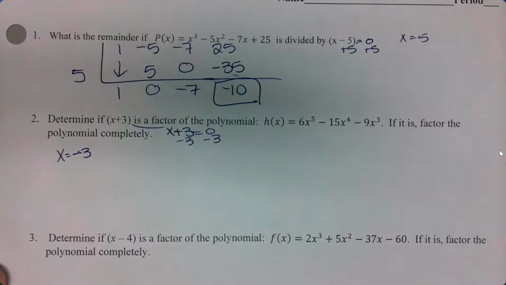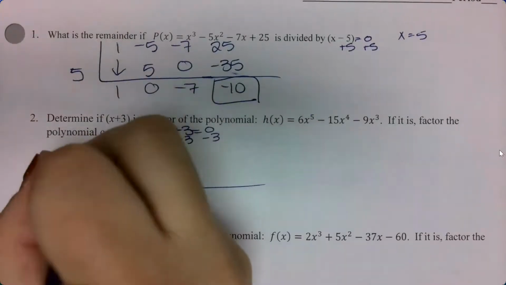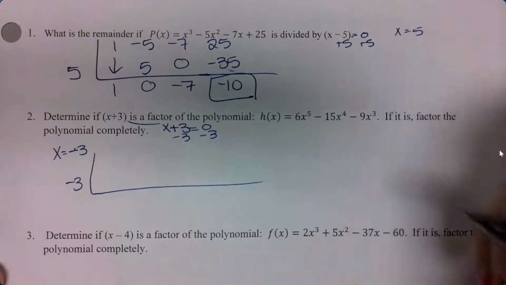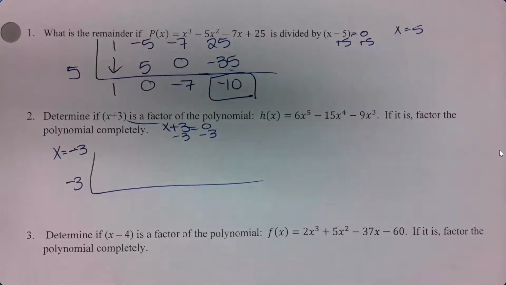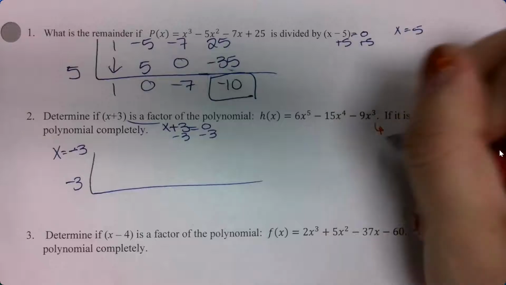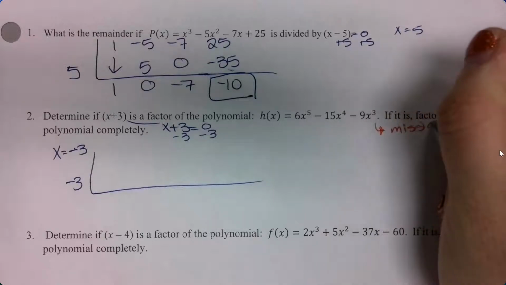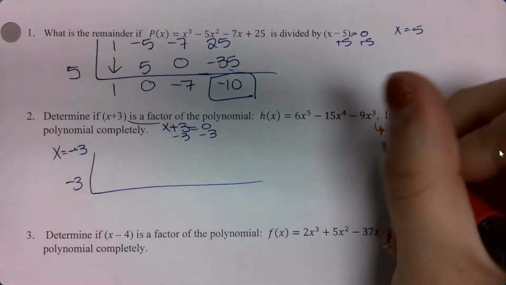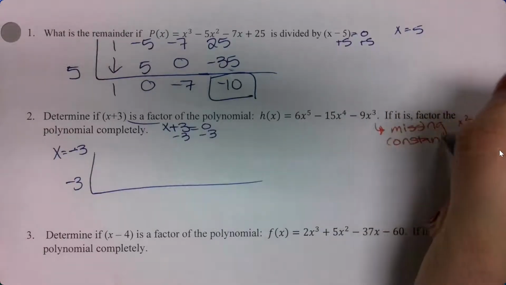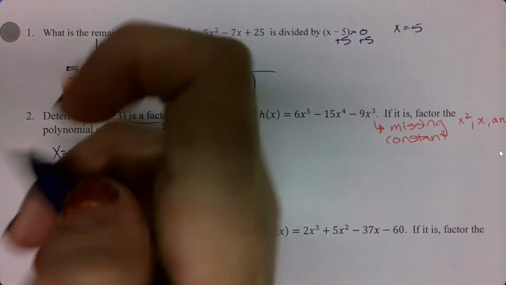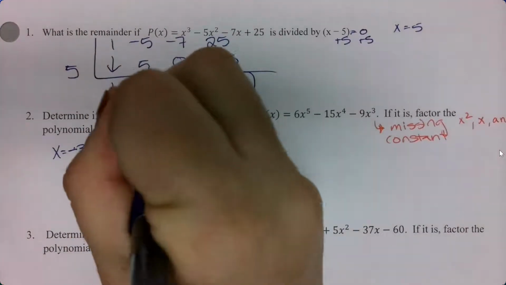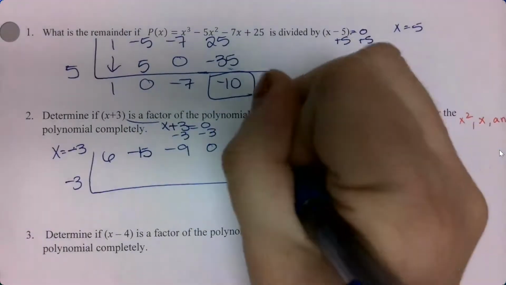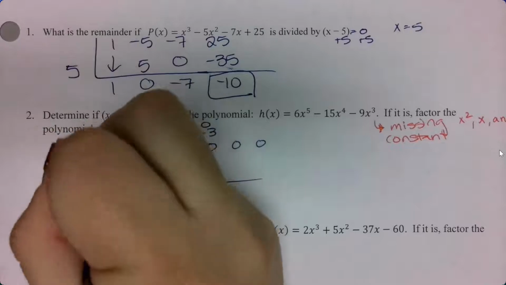So then I'm going to go ahead and use synthetic division. The -3 goes on the outside. On this one, I have my x to the 5th, 4th, and 3rd. I'm missing my x squared, x, and constant, so I need to write zeros for all 3 of those. So I'm going to have 6, -15, -9, 0 for the x squared, 0 for the x, 0 for my constant. First number always goes down.